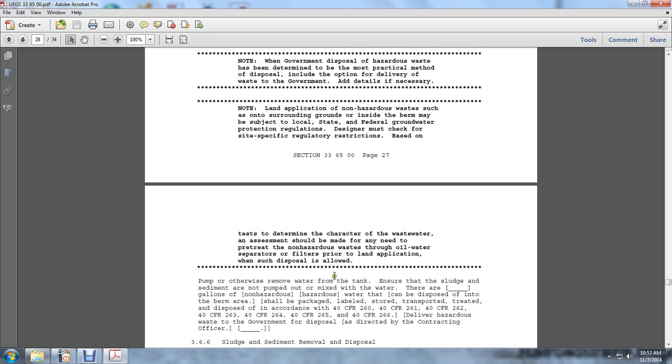Pumping, otherwise removing the water from the tank, ensuring the sludge and sediments are not pumped from the mixture. The mix with water, there are blank gallons of non-hazardous waste which can be disposed into the berm and shall be packaged, labeled, stored, transported, treated, and disposed in accordance with Title 40 Code of Federal Regulations 260, 261, 262, 263, 264, 265, and 266.